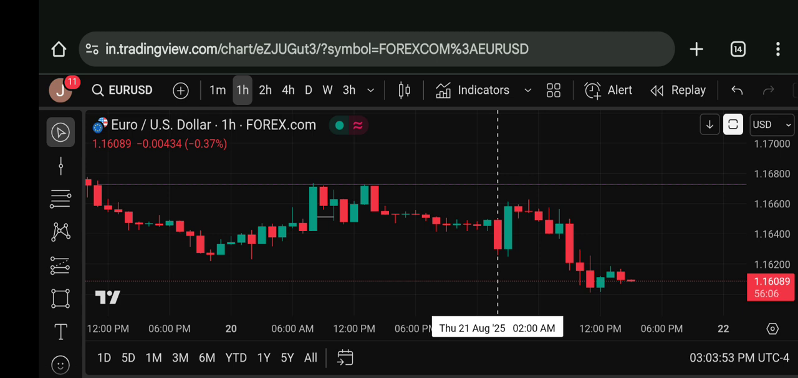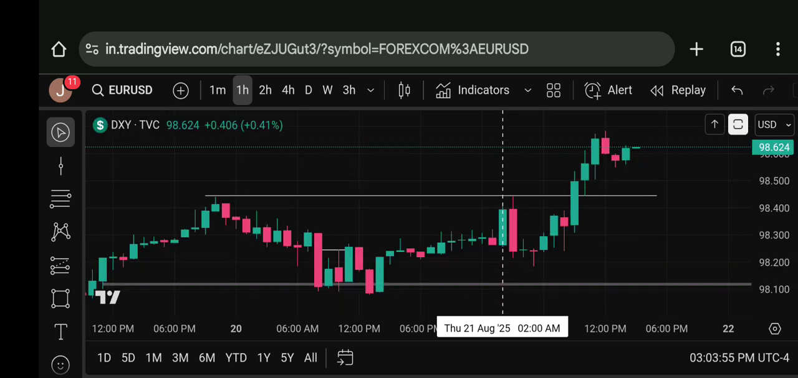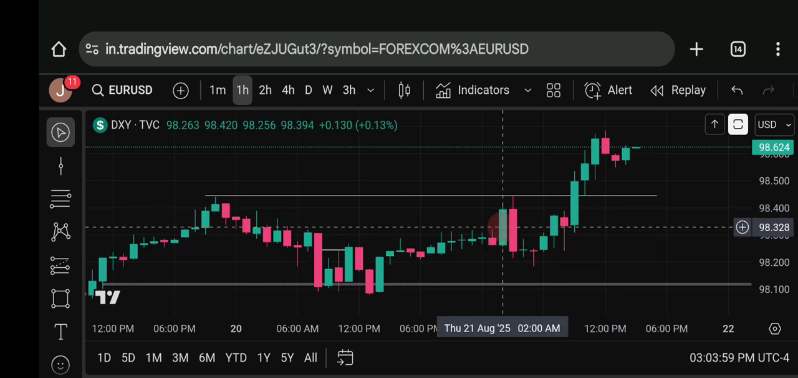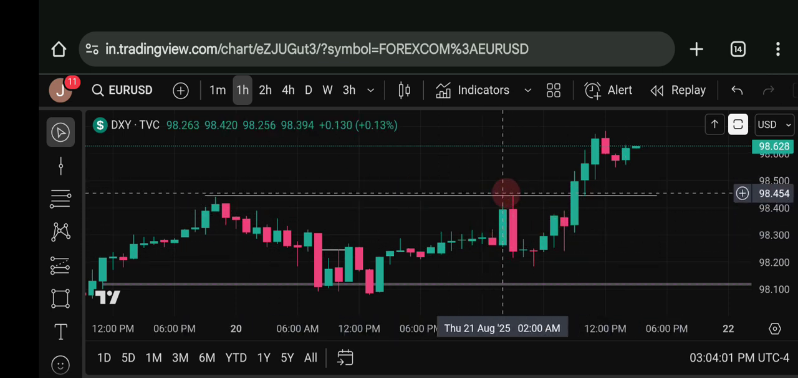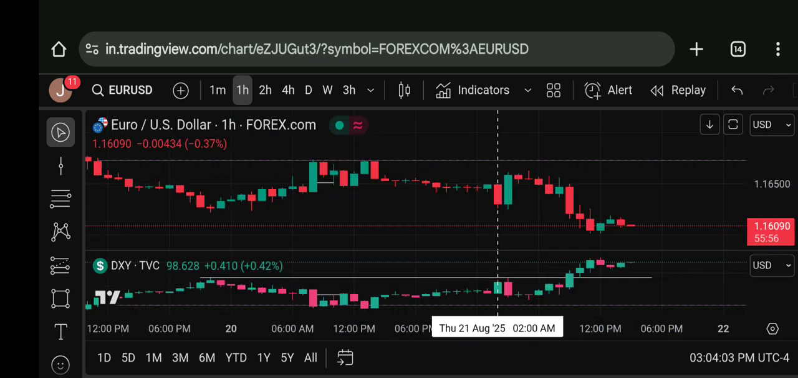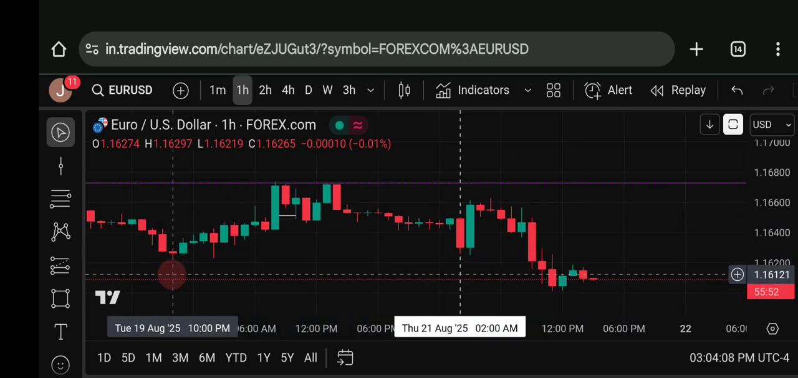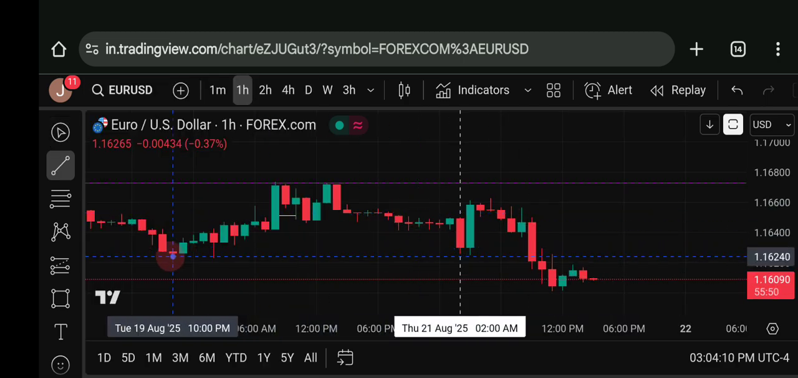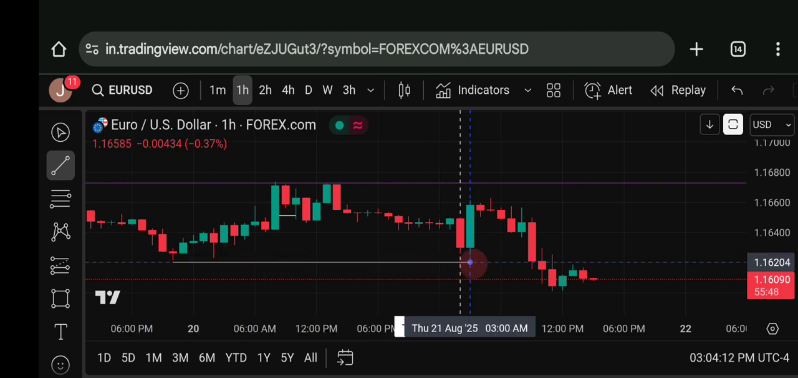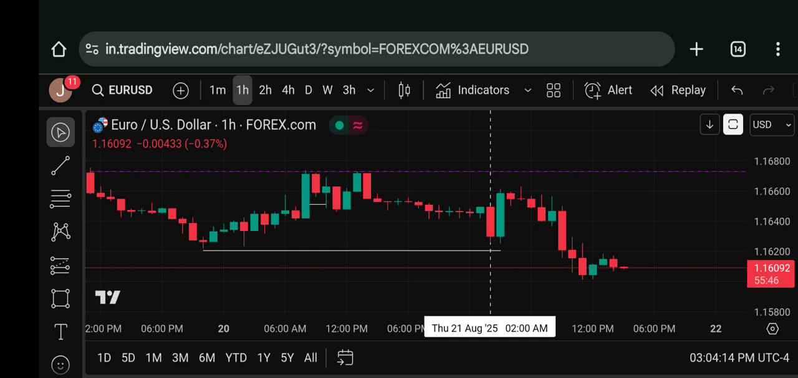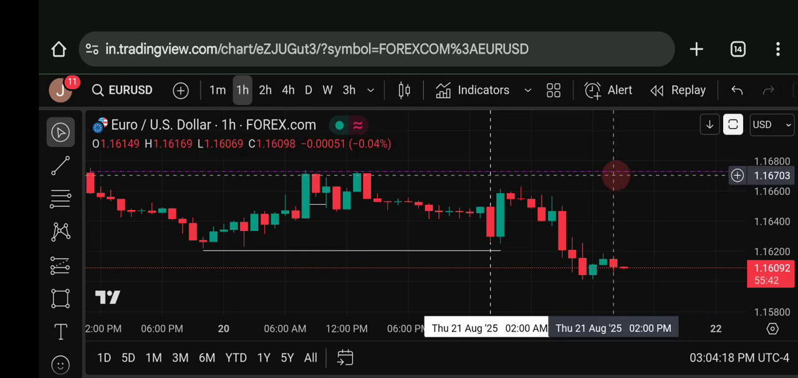So I thought it was another SMT, but no. I thought after price reaching this there would be another SMT here. And you can see that price did not reach this lower low here, guys. In fact, price did not reach this lower low. I thought this would be another SMT. That's why I immediately put my stop loss at break even.